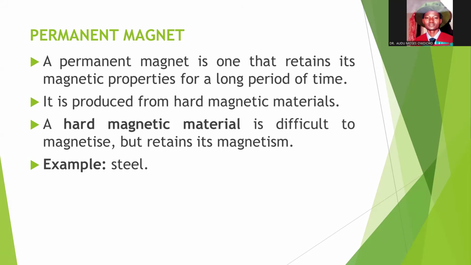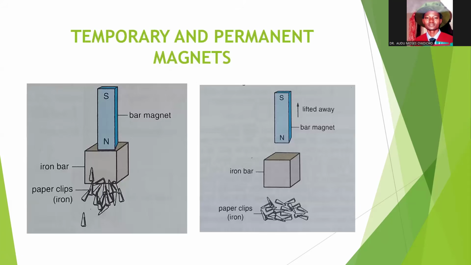A permanent magnet is one that retains its magnetic property for a long period of time, and it is produced from a hard magnetic material, which is difficult to magnetize but retains its magnetism for a long period of time. An example of hard magnetic material is steel. So permanent magnets cannot be magnetized easily, but retain their magnetic property for a long period of time.